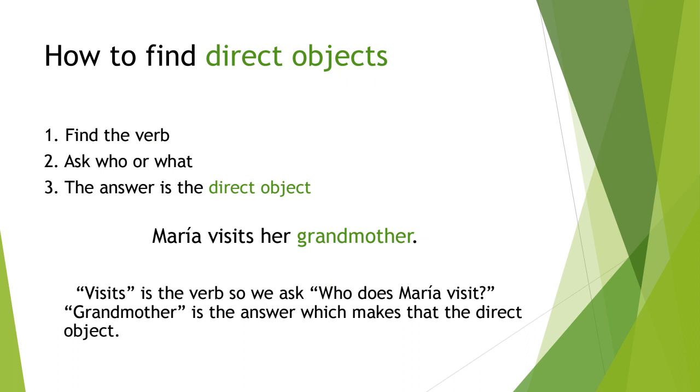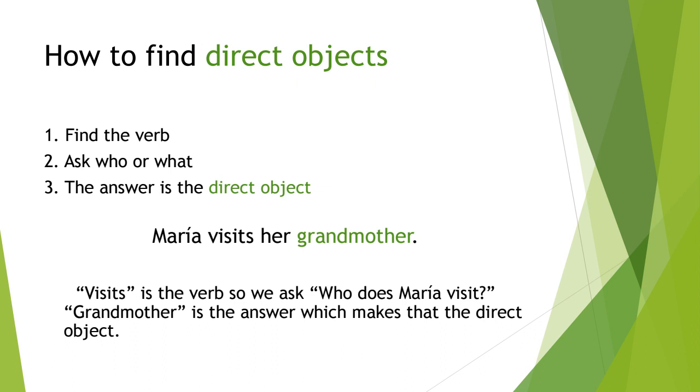Now, like you saw in the previous slide, it's usually pretty easy to find the direct objects. But of course, when you have longer sentences and a lot more nouns in the sentence, sometimes it will be a little bit more difficult. So I've got a few steps here for you to follow whenever you're reading a sentence and looking for the direct object. So first, find the verb in the sentence. After that, ask who or what. And then the answer will be the direct object.